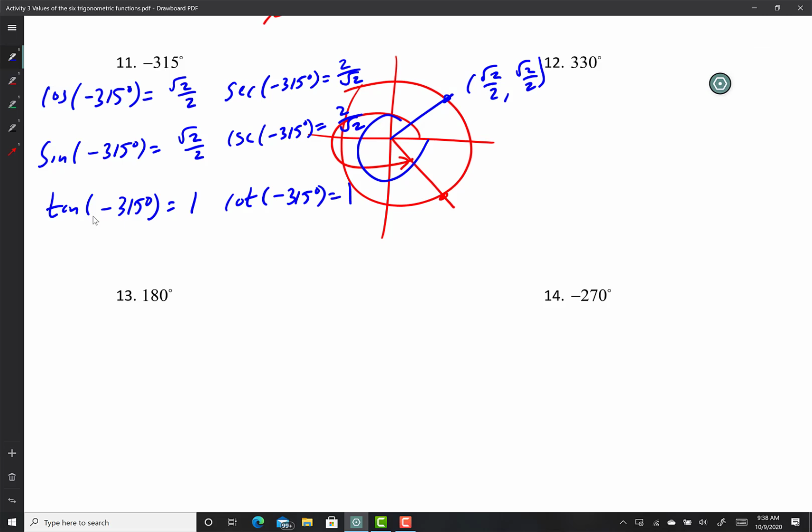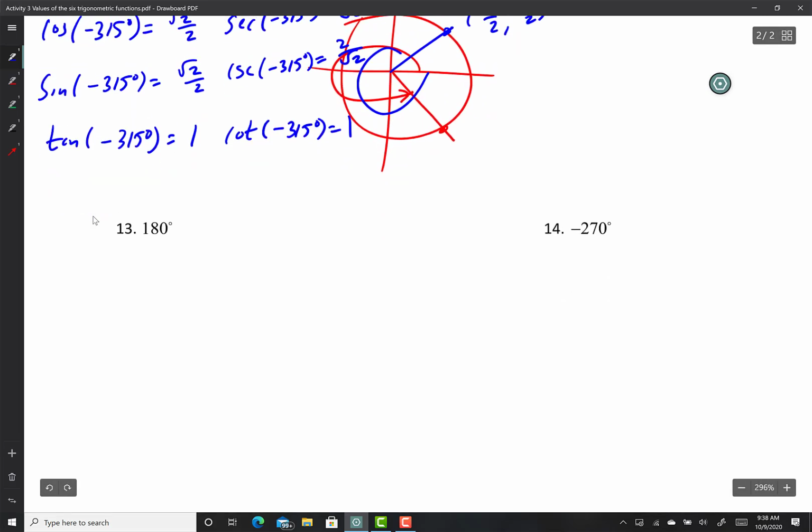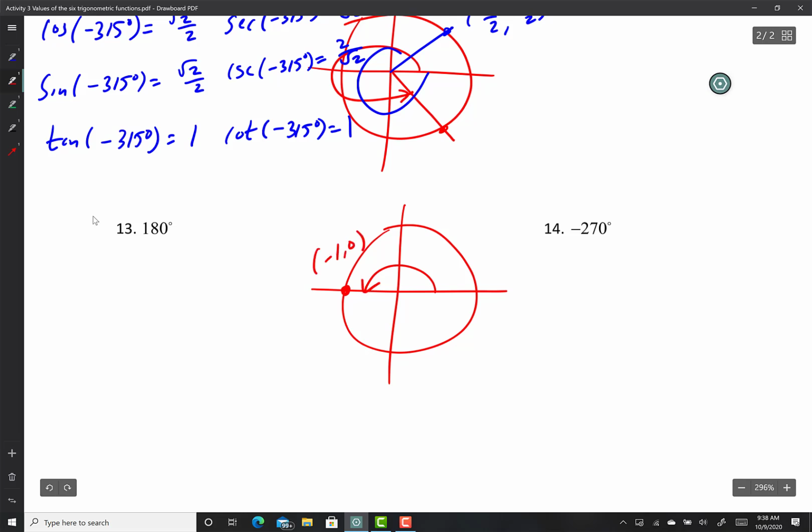So there it is. Pretty straightforward, I thought. Let's go to the last one here, guys. So we have 180 degrees. That coordinate is right there. And the coordinate at 180 is negative 1, 0 on the unit circle. So here we go. Cosine of 180 degrees is negative 1.